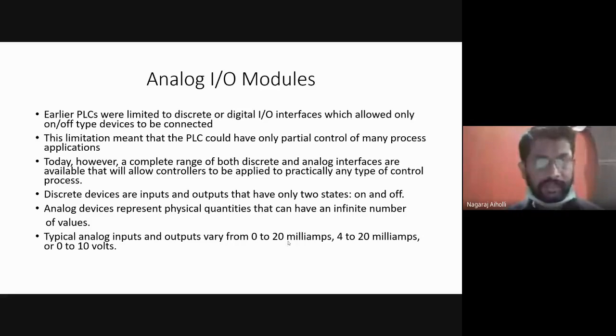Analog devices represent physical quantities that have infinite number of values. Analog devices have infinite values. That is a continuous signal, sine waveform. It has many values, many valued input. Digital, only two, either 1 or 0, on or off. Typical analog inputs or outputs have values ranging between 0 to 20 milliampere, 4 to 20 milliampere, or 0 to 10 volts. The analog signals in PLCs can have the values between 0 to 20 milliampere or 4 to 20 milliampere or 0 to 10 volts.